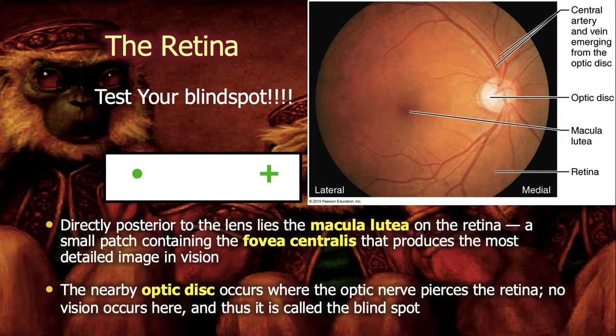Then you can do it again for your other eye. If you do it for your other eye, you'll look at the plus sign, and the circle will be in your periphery, and you'll test it to see where it disappears.